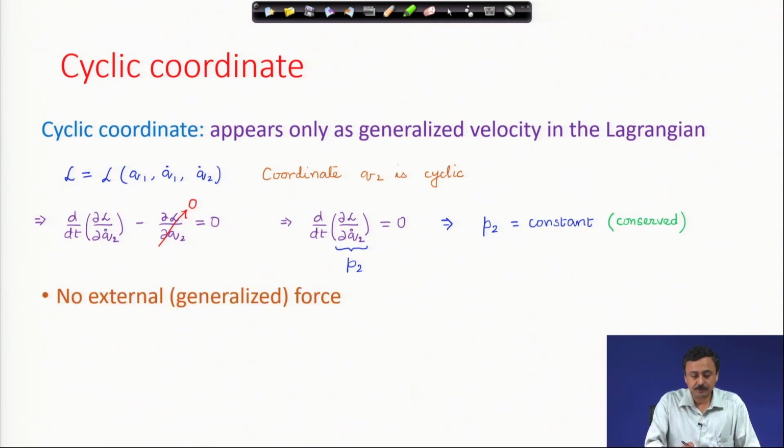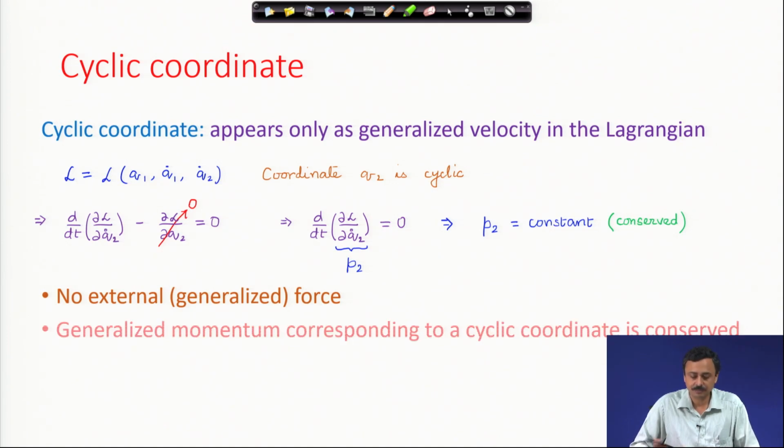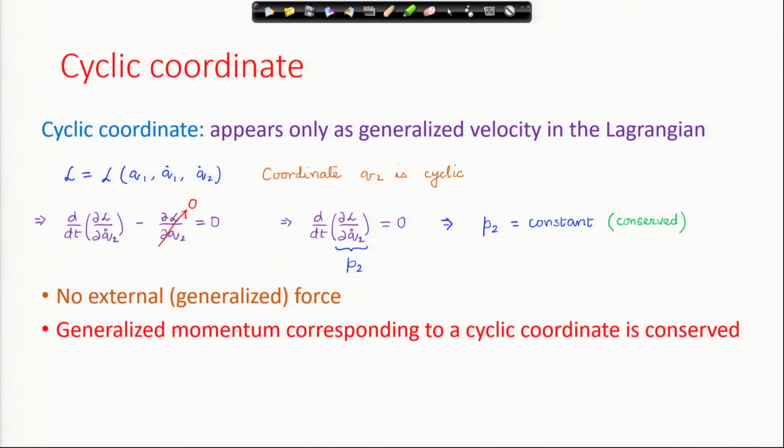And of course, you have to observe that I have considered this equation of motion without external forces. If there are no external forces, then only this statement is true. Therefore, with no external or generalized forces, the generalized momentum corresponding to the cyclic coordinate is conserved. This is an interesting observation, that the generalized momentum can be a conserved quantity if a coordinate is cyclic, and there are no external forces of course.